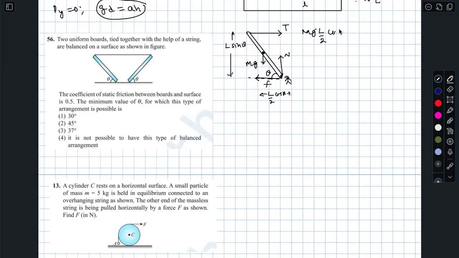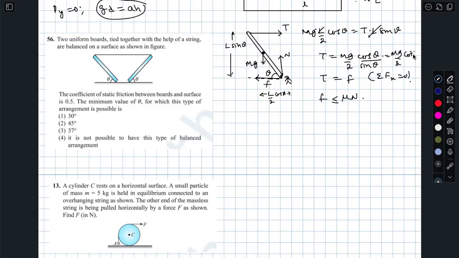mg L/2 cos theta is T times L sin theta. So therefore, T can be taken as mg/2 cos theta, right? And also T is equal to F, sigma Fx is equal to 0. T is equal to F, and F must be less than or equal to mu N. T is equal to cos theta by sin theta.